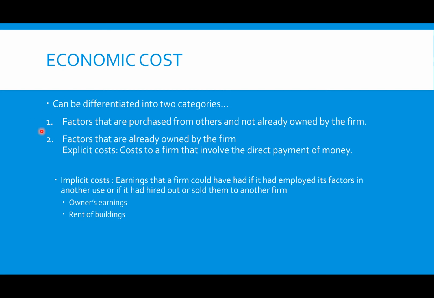And also I skipped this very first part. I wrote that economic costs can be differentiated into two categories. The first one is factors that are purchased from others and not already owned by the firm. The second one is factors that are already owned by the firm. One is often the case for explicit costs, and the second one is for implicit costs. Sorry for the confusion, but this is the important part: economic costs consist of explicit costs and implicit costs.